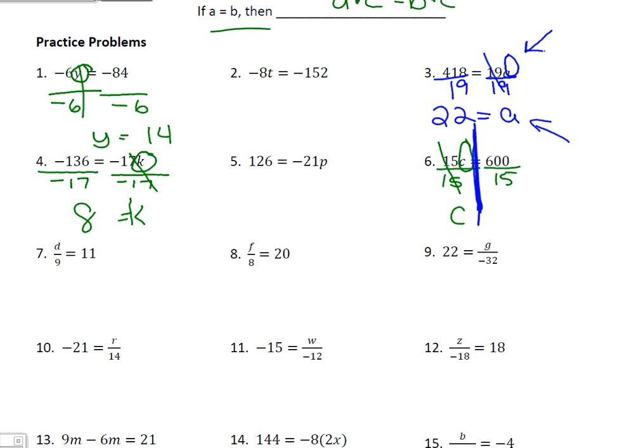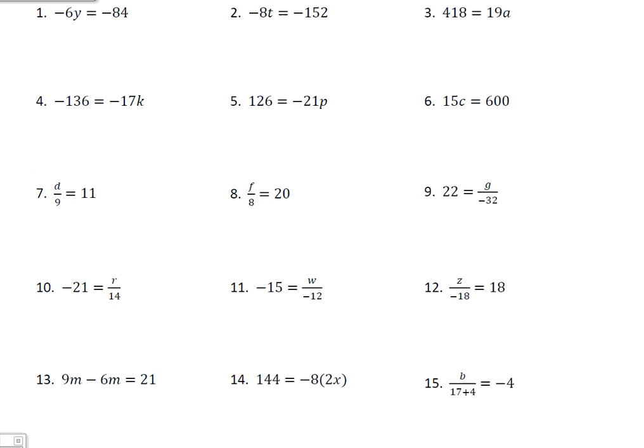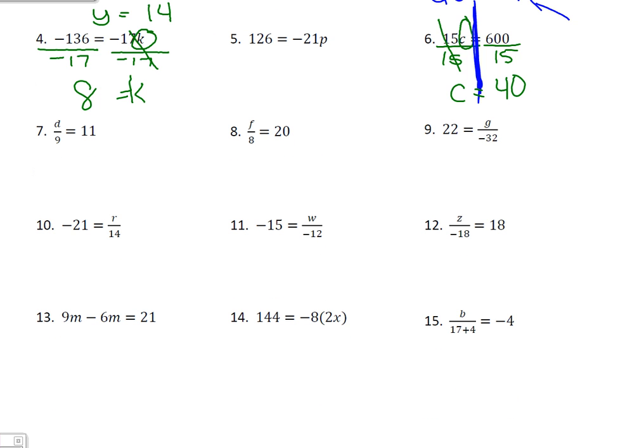So I'm left with C equals 600 divided by 15, which is 40. Okay, so this is what it looks like when we need to get rid of multiplication. The next section below is how we get rid of division. So let's take a look at problem number 7.